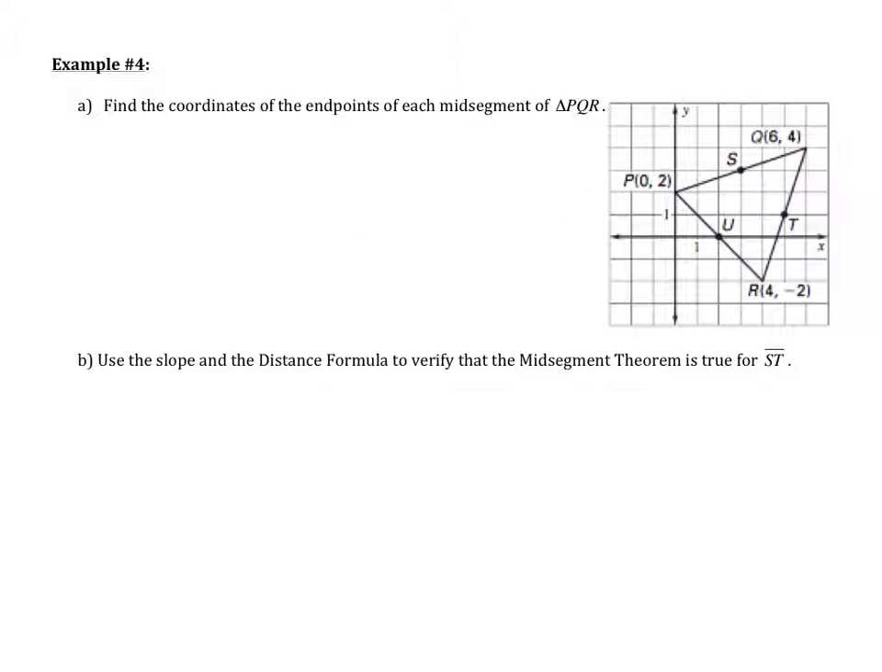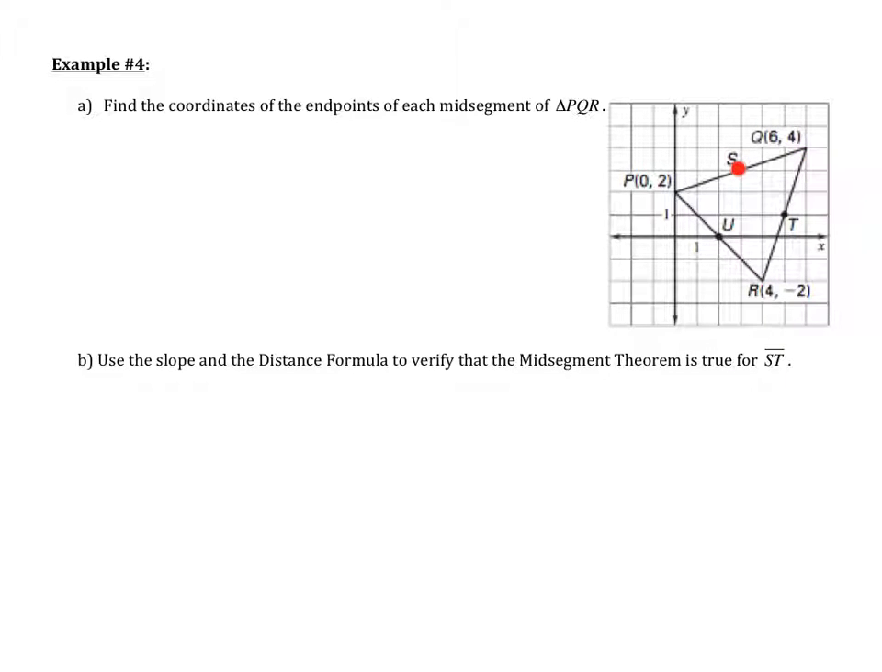Example number 4, part A. Find the coordinates of the endpoints of each mid-segment of triangle PQR. Now remember, the endpoints of a mid-segment would be midpoints of the triangle itself. So ST would be a mid-segment, SU would be a mid-segment, and UT would be a mid-segment. But S, U, and T would all be midpoints of the sides of the triangle. So when I'm finding the endpoints of each of the mid-segments, what I'm really doing is just finding the midpoints of each of the sides of the triangle.